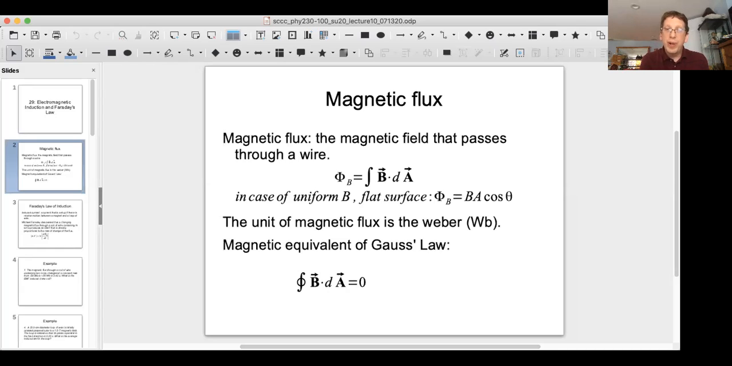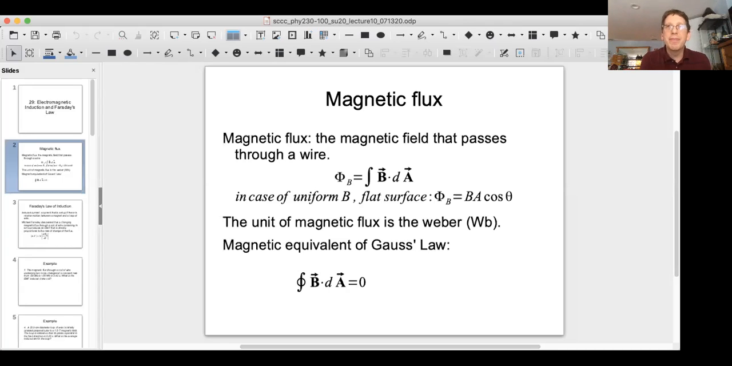The magnetic equivalent of Gauss's law: if you integrate the magnetic flux over a fully enclosed surface, you're always going to get zero. And you're always going to get zero because you can't have a magnetic north without a magnetic south pole. With electricity, with Gauss's law, you can have isolated positive and isolated negative charges. And so you can have a non-zero value for the electric flux over a fully enclosed surface.